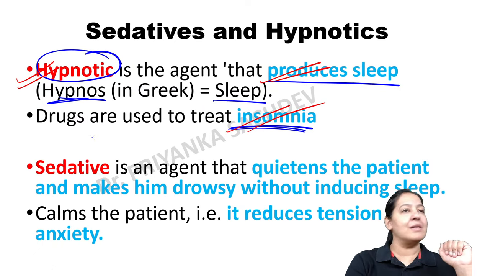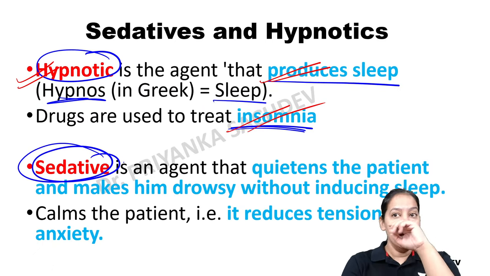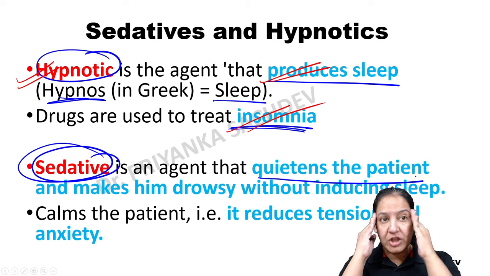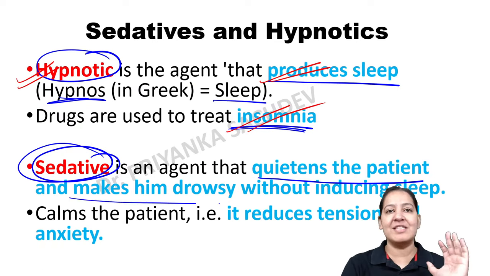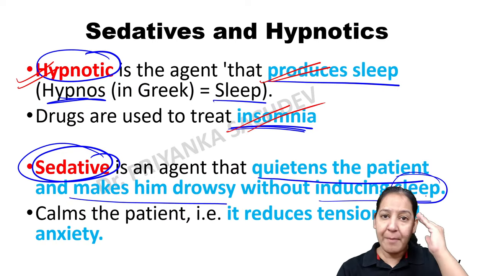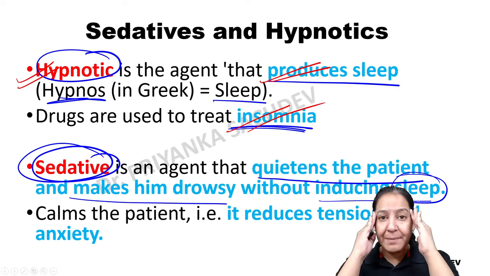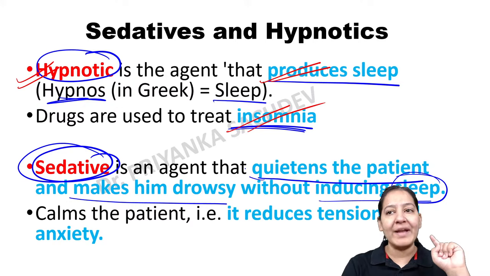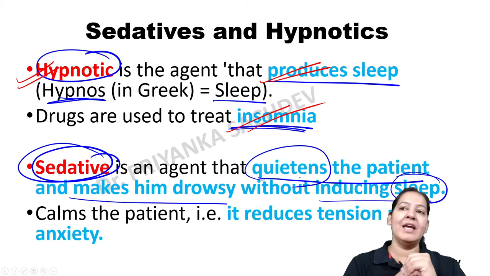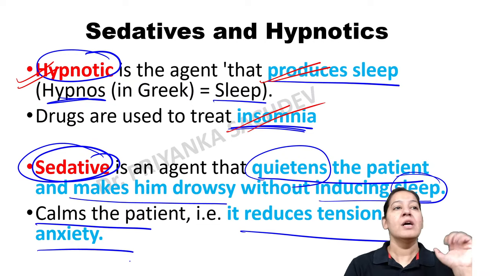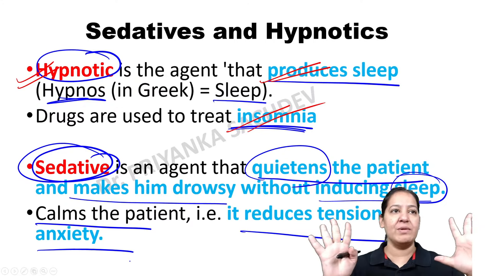But sedatives are not these drugs. Sedatives are the drugs which make the patient quiet, make the patient thoughtless, and make him drowsy without inducing sleep. These drugs don't induce sleep. The patient goes into sleep automatically. If your mind is quiet, if your mind becomes thoughtless and empty, you automatically go into sleep, right? So these drugs are not producing sleep. They quieten the mind of the patient so that he automatically goes into sleep and feels drowsy. They calm down the patient and reduce tension and anxiety in the patient. So these are sedatives. Give me a thumbs up if you got the basic difference between sedatives and hypnotics.